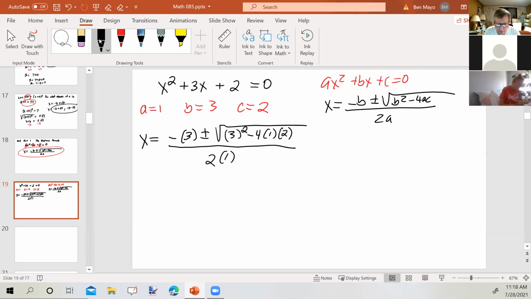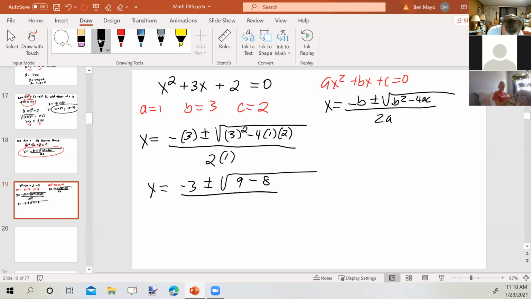So now it's a matter of simplifying it down. So x equals negative 3 plus or minus the square root of 9 minus 8. 4 times 1 is 4, times 2 is 8, all over 2. x equals negative 3 plus or minus the square root of 9 minus 8 is 1, all over 2. x equals negative 3 plus or minus the square root of 1 is 1, all over 2.